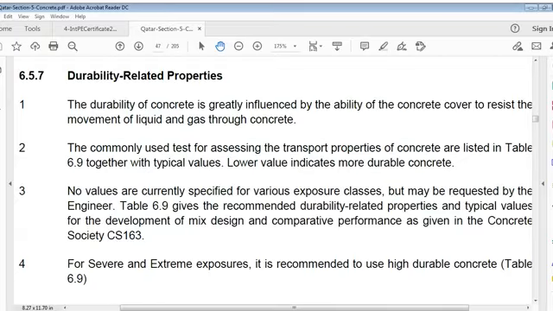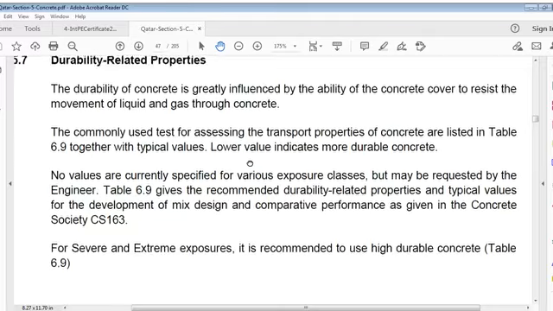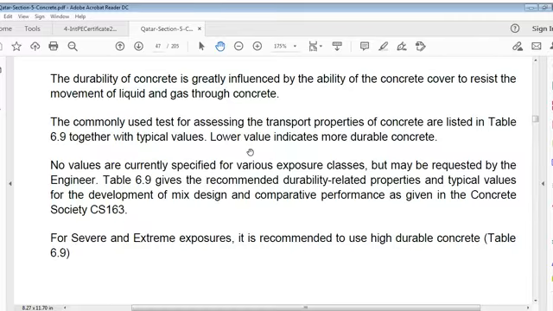Durability of concrete is greatly influenced by the ability of the concrete cover to resist the movement of liquid and gas through concrete. What is that? The ability of the concrete cover to resist movement of liquid and gas through concrete. We have to resist movement of liquid, that is water, and gas through concrete.